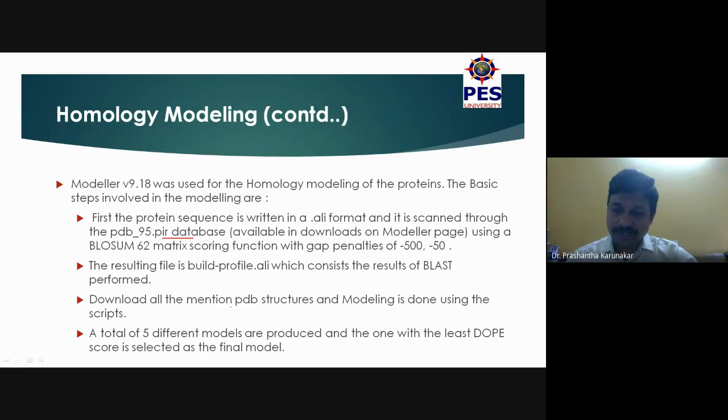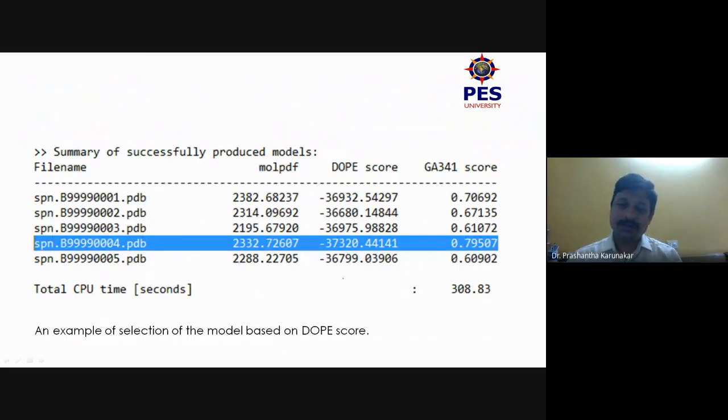Download all the mentioned PDBs. Then we took the 5 different models and we selected the one with the least DOPE score. So if we look at the whole procedure, it is a bit tedious because there is no single server which will give us the best structure covering the entire protein sequence. Swiss model, Modeller, different possible ways. Now we have I-TASSER as one server, RaptorX, different ones.